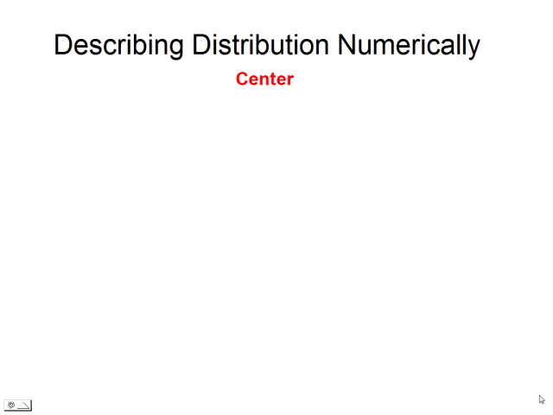Today we're going to talk about describing distributions numerically. First thing we're going to talk about is center. There are three types of center that we're going to discuss. The first one's called the median, and you'll notice the notation x with a tilde on top of it.